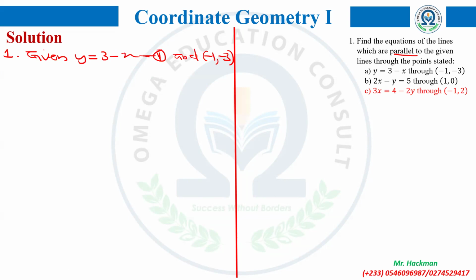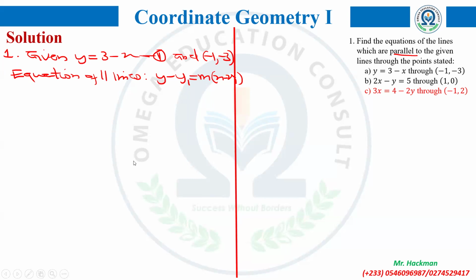Okay, so this question involves a formula. We are looking at parallel lines. So what's the formula for the equation of parallel lines? It's given by y minus y1 is equal to m into x minus x1. Is my point well made?